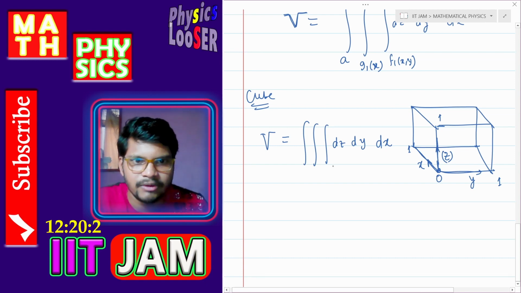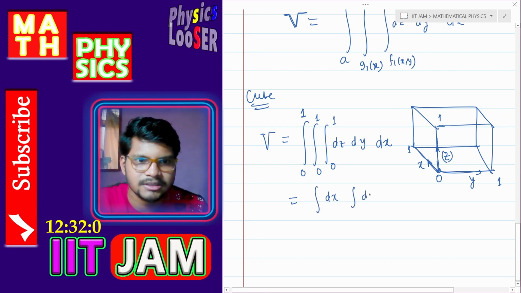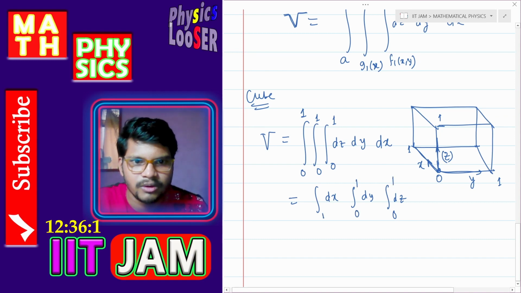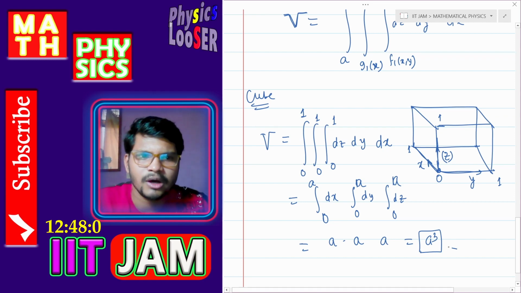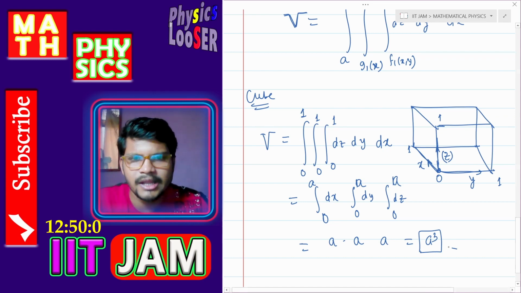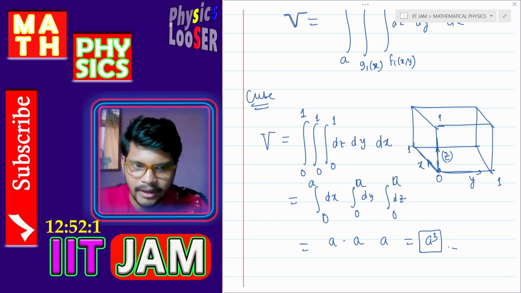So z will go from 0 to 1, y will go from 0 to 1, and x will go from 0 to 1. When you do this, we can take this in any order, like dx, then dy, and dz. Everything is independent of each other. 0 to 1, or let us say 0 to a, you can consider 0 to a, and so on. So you see this gives you a cube of side a. This is how we can find out the volume of the cube, and there are much more complicated things we can extract.